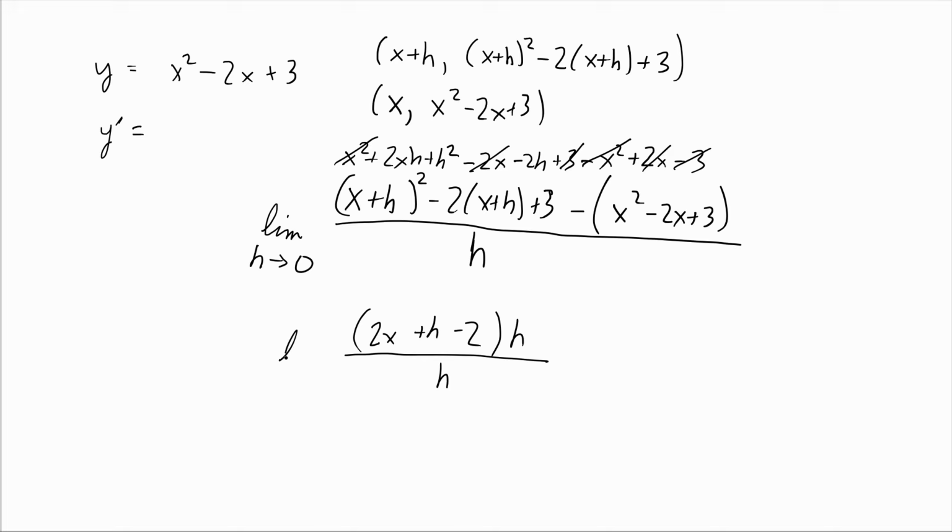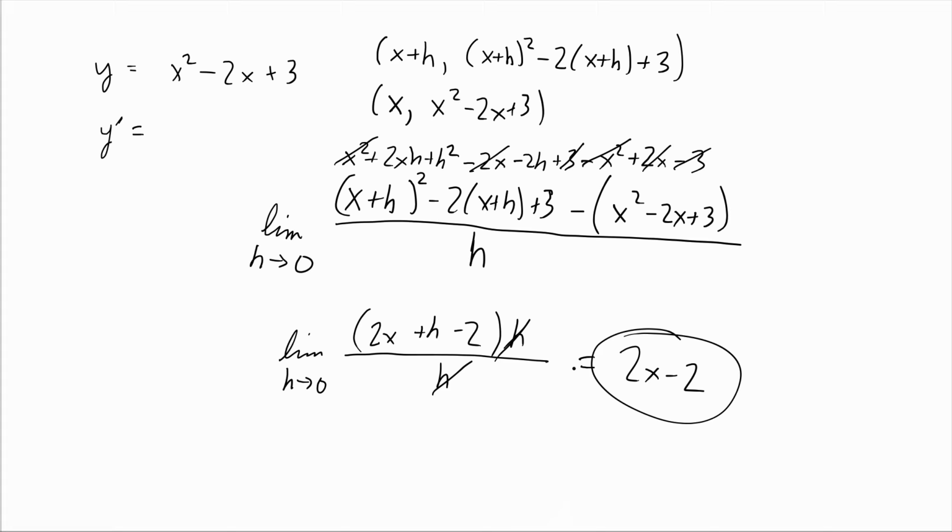Perfect. And then we're taking a limit still here. All right, those h's will cancel, and then now we can plug in 0. And when we plug in 0 for h, notice we get in the limit 2x minus 2.